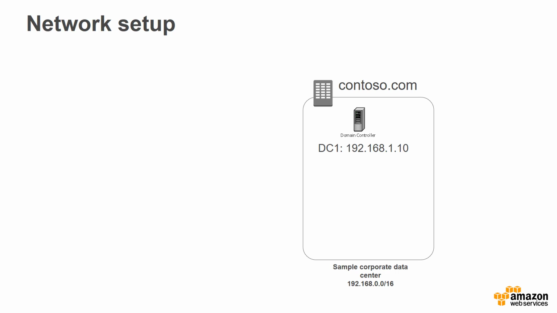I'm going to describe how the network setup looks. In the first case, we have this fictional company, the famous fictional company that we use to describe Microsoft related technologies, called Contoso.com, set up in an address space called 192.168.0.0/16. So this network represents your corporate data center. And in this network, I have put one domain controller with the IP address 192.168.1.10.